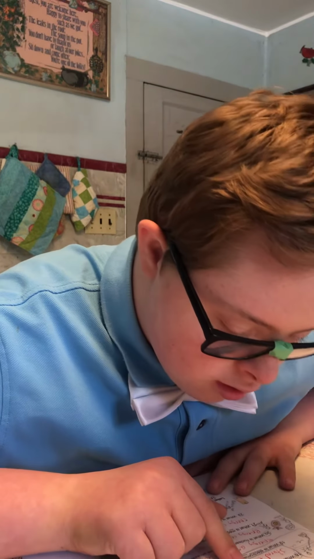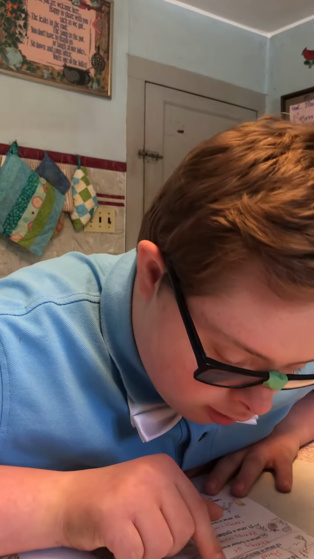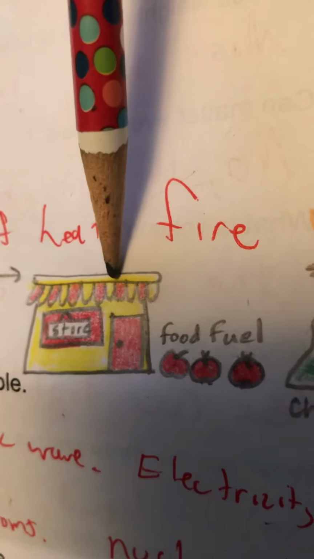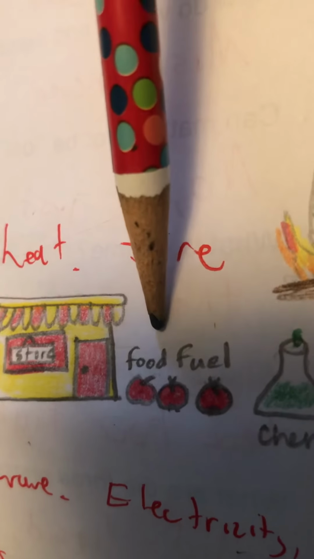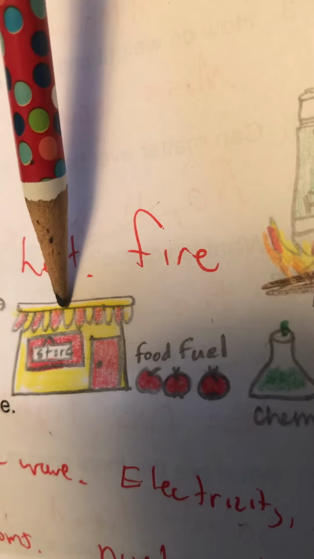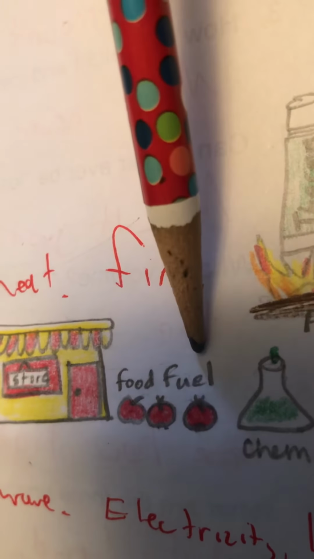What is chemical energy? Chemical energy is stored energy. An example would be food that our body uses for fuel. So chemical energy is stored, and in the store we have food for fuel.